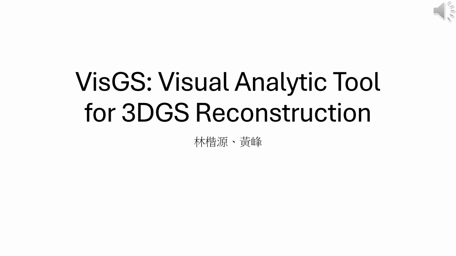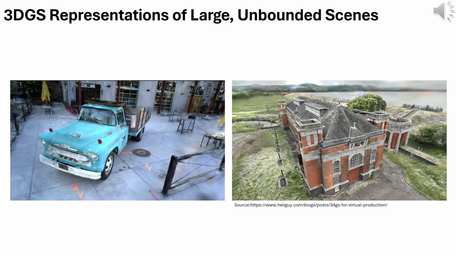The project is called VS4GS: Visual Analytic Tool for 3D GS Reconstruction. The members are Lin Kaiyuan and Hong Feng. 3D GS is a state-of-the-art method to synthesize and render scenes due to its high quality and real-time rendering.